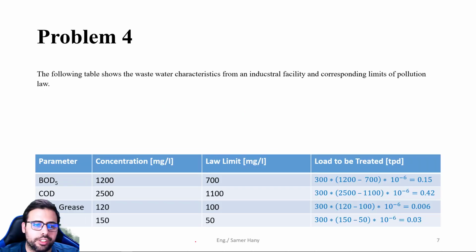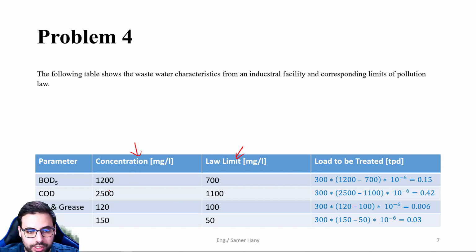The last problem, and this is actually where we apply the actual rule, not just direct substitution. This problem says the following table shows the wastewater characteristics from an industrial facility and corresponding limits of the pollution law. So this is the actual concentration in the discharge or the waste stream, wastewater, and this is our environmental law limit that we cannot exceed.